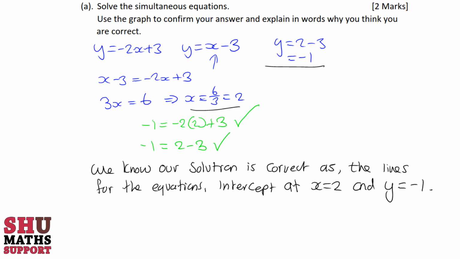This question's just wanting to know whether you understand that when the equations intersect each other on a graph, the coordinates of where they intersect is actually the solutions to the system.